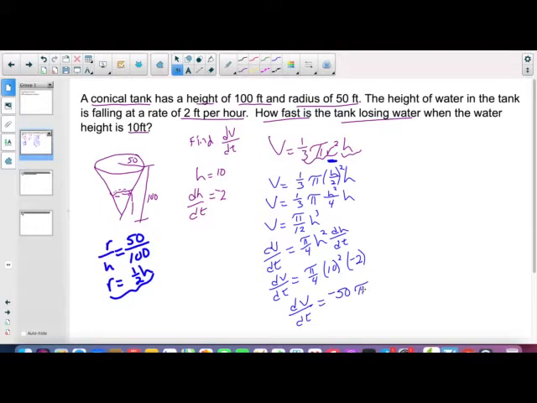And my unit of measure, well, if you think about this, this is the rate of change of volume. The unit of measure for volume is, in this case, feet cubed, because it was 50 feet by 100 feet for the original cone. So the change in volume would be -50 pi feet cubed per hour for my unit of measure. So the rate that the tank is losing water is -50 pi feet cubed per hour.